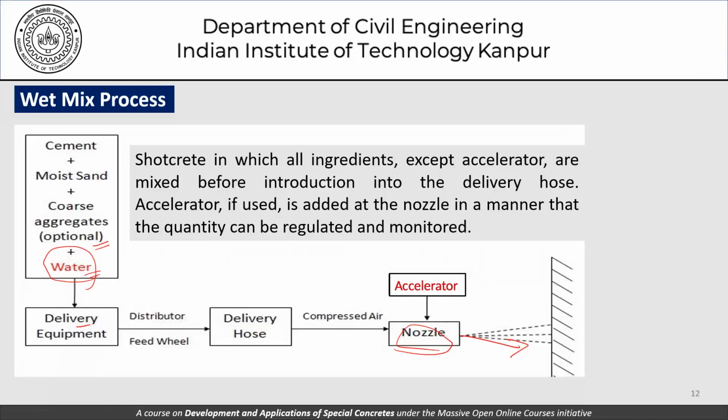So in other words, shotcrete in which all ingredients except the accelerator are mixed before the introduction into the delivery hose is wet mixed concrete. Accelerator, if used, is added at the nozzle in a manner that the quantity can be regulated and monitored. So it's only the accelerator which is added at this point here into the nozzle just before the shotcrete is fired onto the placing surface.